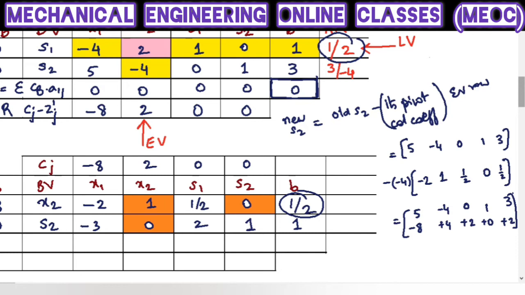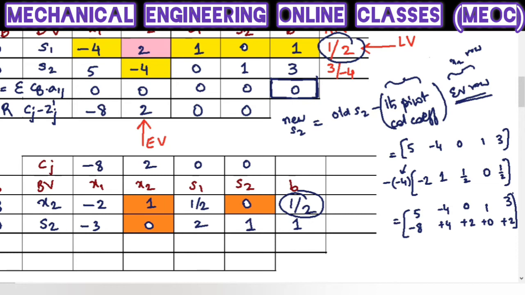New S2 is equal to old S2 minus its pivot column coefficient. Its pivot column is the entering variable column. Its pivot column coefficient is the corresponding one. Corresponding to S2 is minus 4 in that entering variable column. So this value is minus 4, which is shown here. This value must be multiplied by the entering variable row, which is nothing but our x2 row.